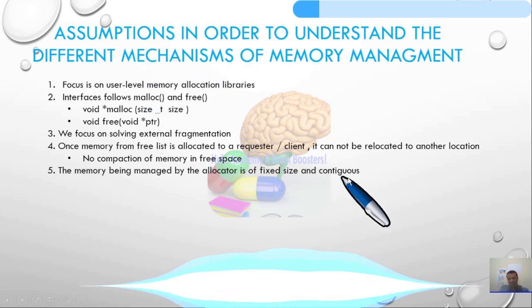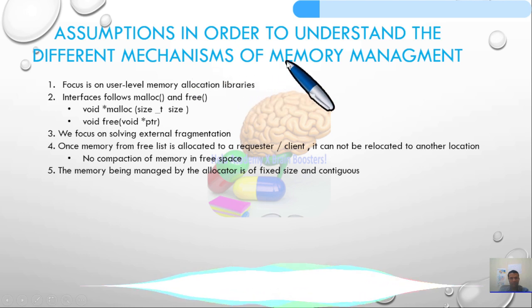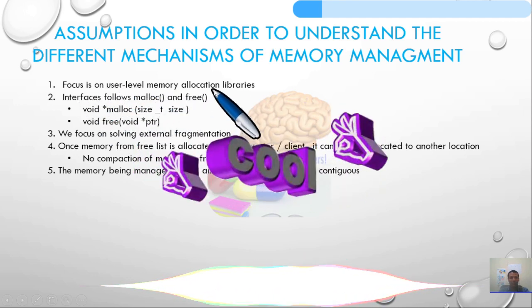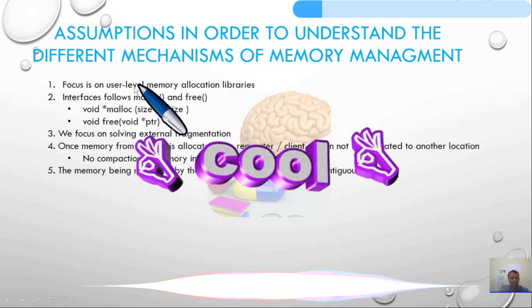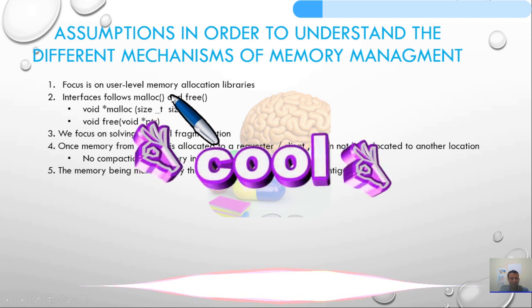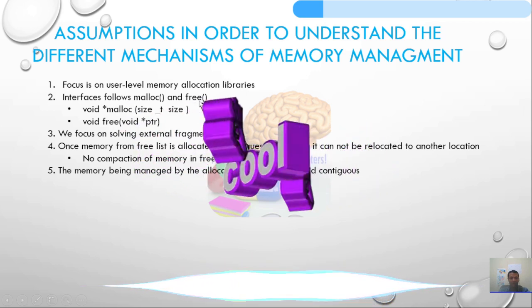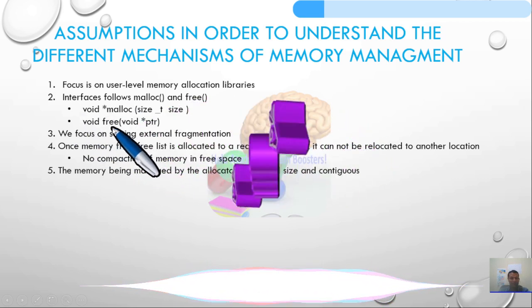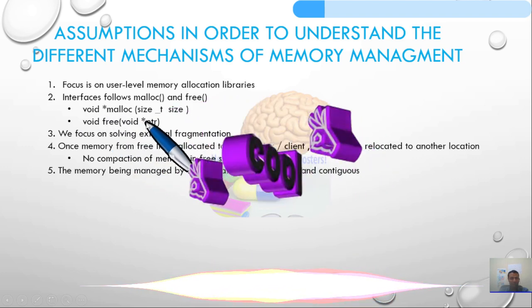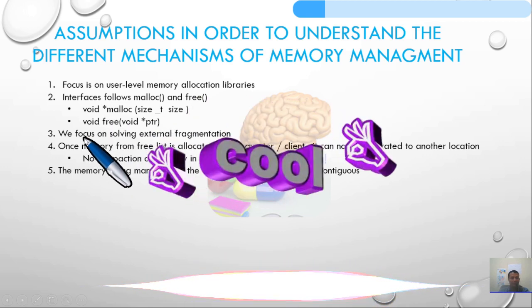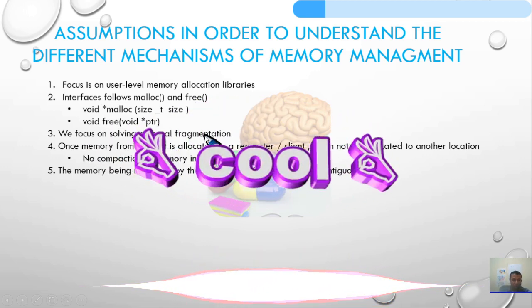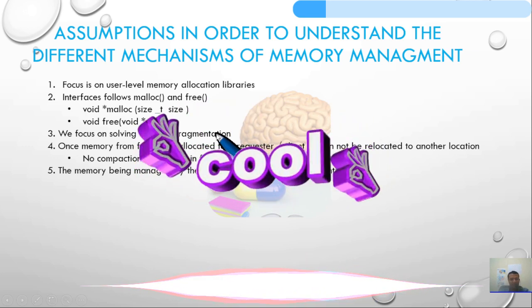Next are the assumptions to check, in order to understand the different mechanisms of memory management. The first assumption is that the focus is on user level memory allocation libraries like malloc and free. The interface for malloc is malloc with a size_t size, returning a void pointer. This is for free: if you have a pointer, then to free it we use this syntax. We focus on solving external fragmentation. We don't consider internal fragmentation here.